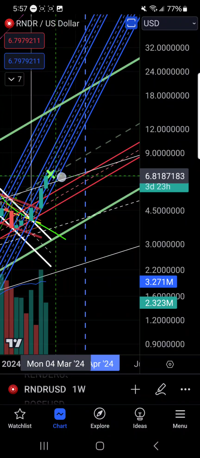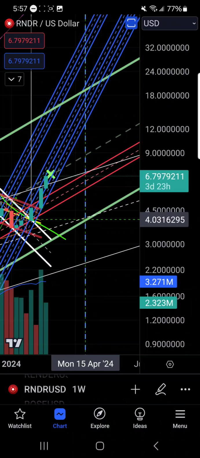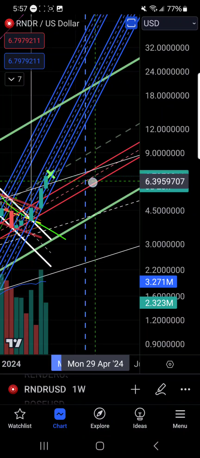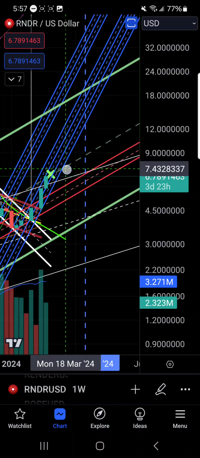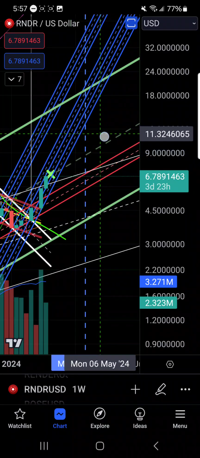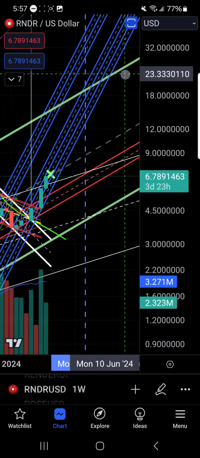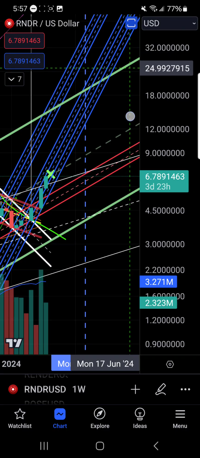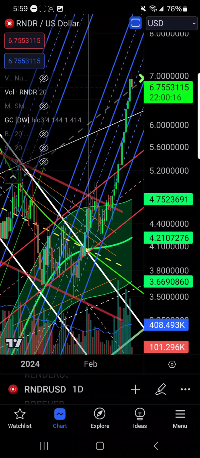Hell, we could get rejected here and come all the way back down to $4. I don't know what's going to happen, and nobody does, but what I believe is going to happen is that we hold this as support and maybe do a little hot cha-cha over here and continue up here. And we will hit the top of this channel maybe June, the week of June 10th, June 17th, something like that, around $22, $25. Possibly.